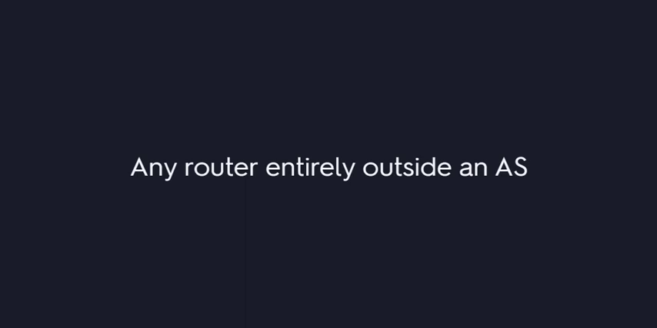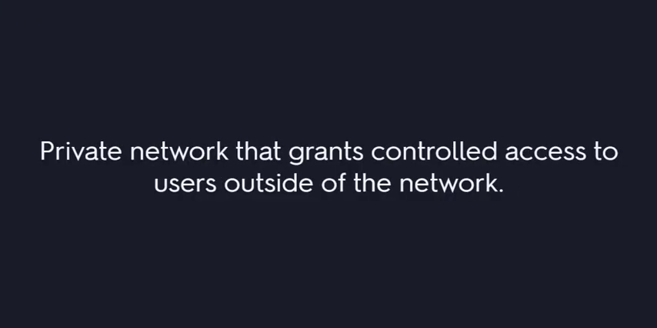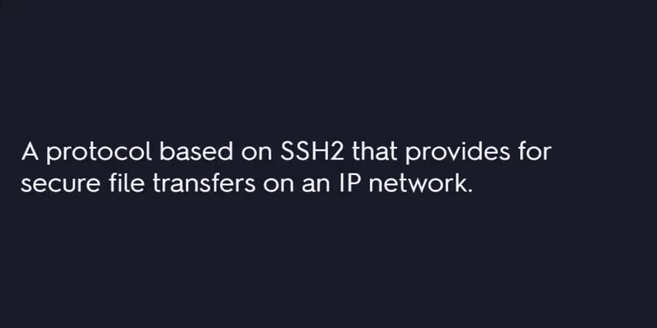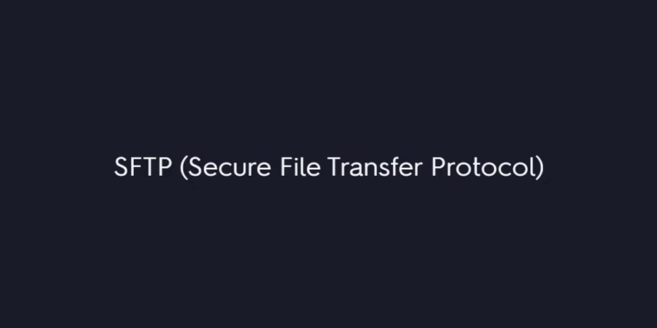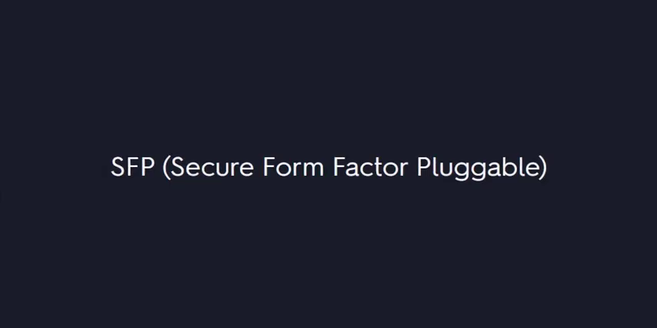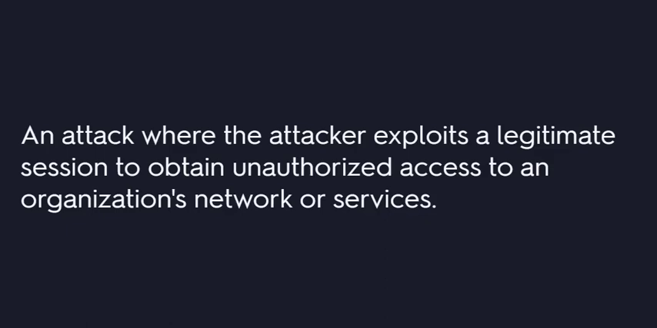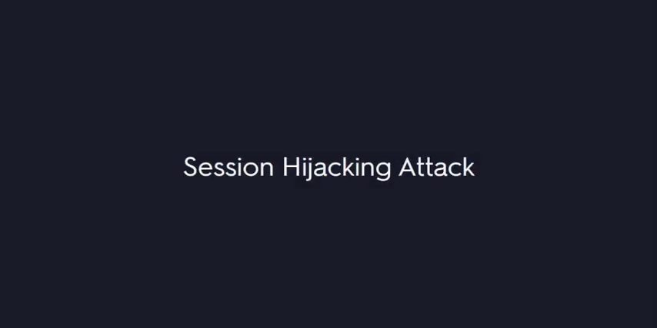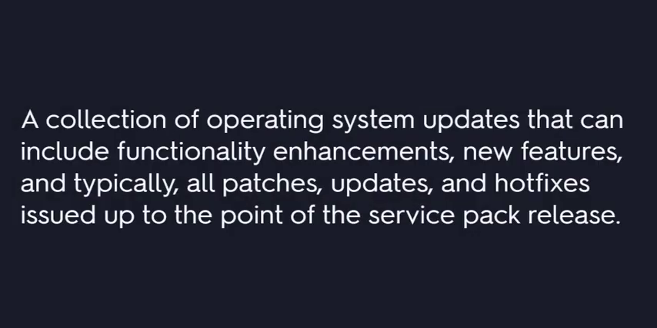Evil twin. Any router entirely outside an AS. Exterior router. Private network that grants controlled access to users outside of the network. Extranet. A protocol based on SSH2 that provides for secure file transfers on an IP network. SFTP. A transceiver used to convert electrical signals to optical signals. SFP. An attack where the attacker exploits a legitimate session to obtain unauthorized access to an organization's network or services. Session hijacking attack. A collection of operating system updates that can include functionality enhancements, new features, and typically all patches, updates, and hotfixes issued up to the point of the service pack release.